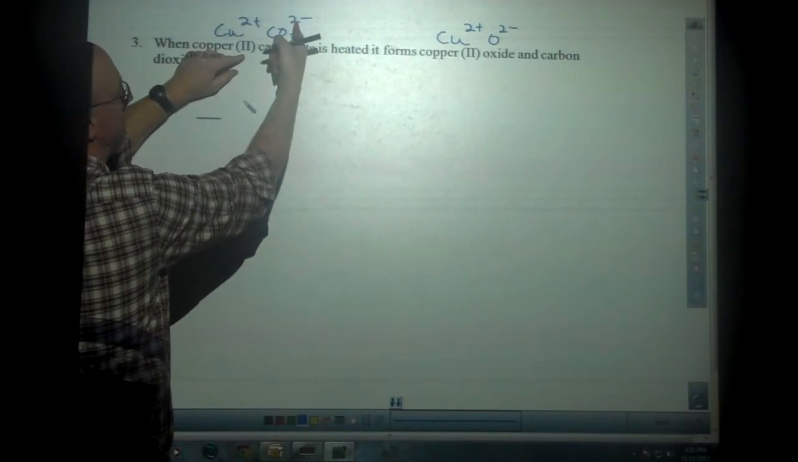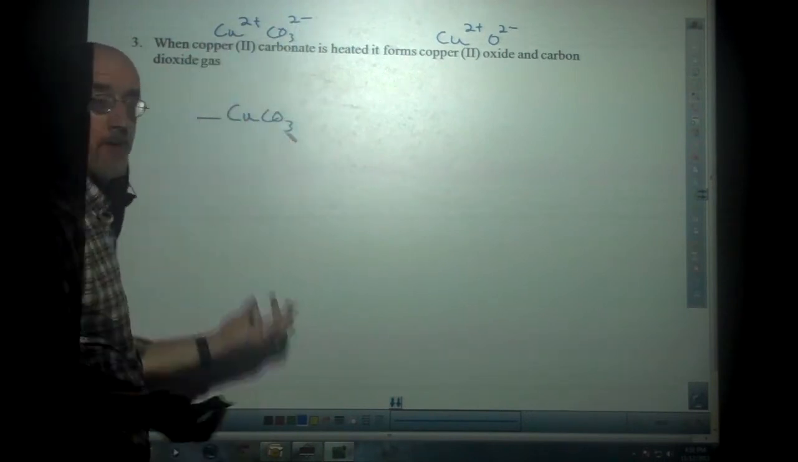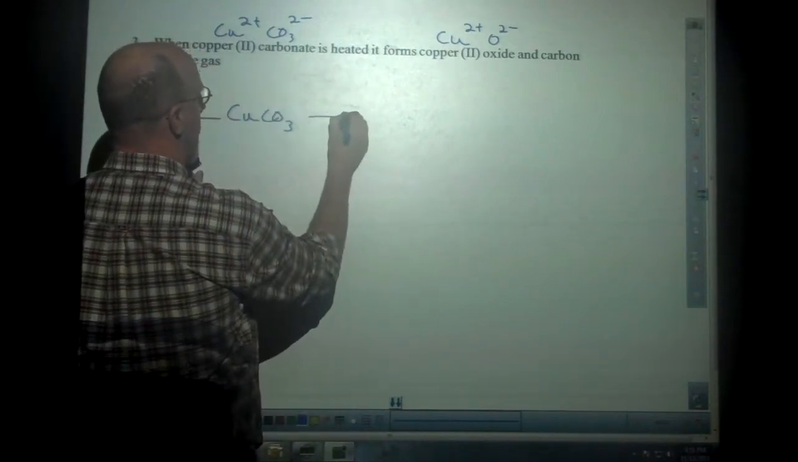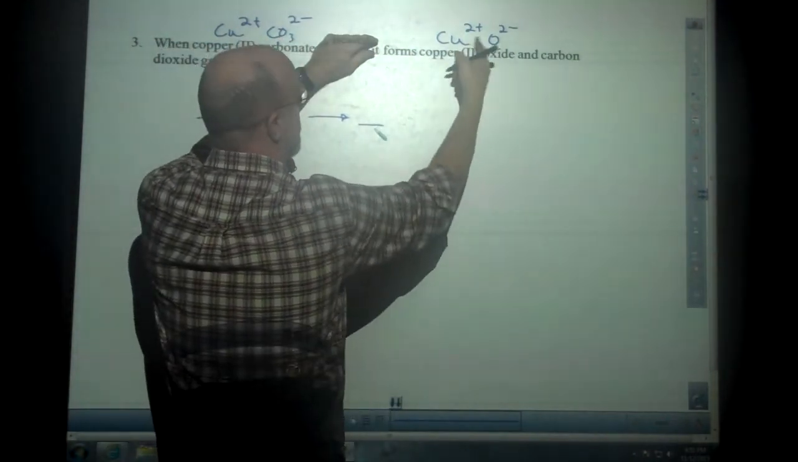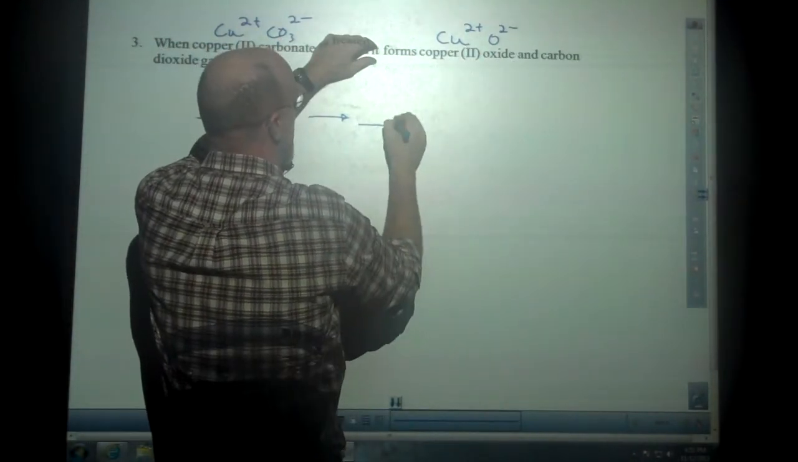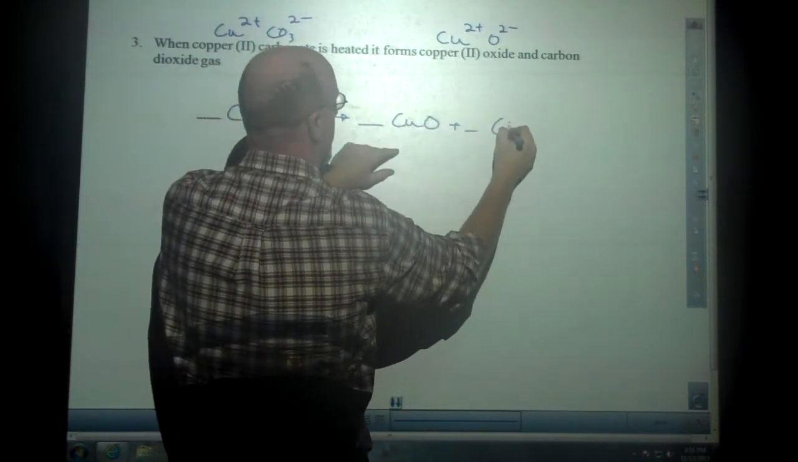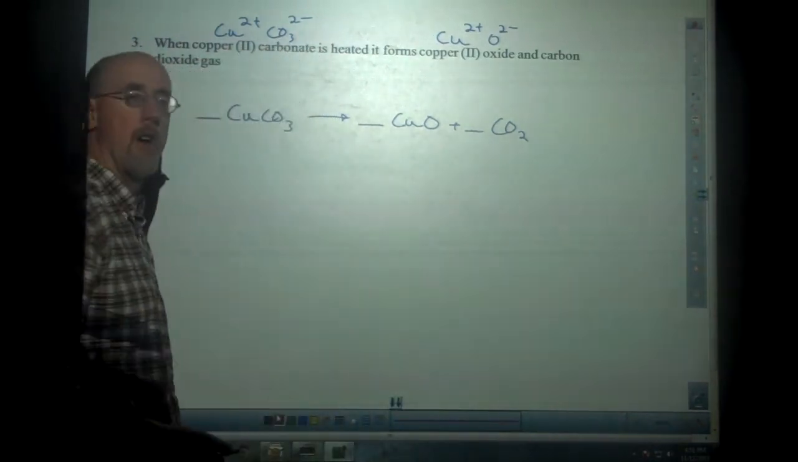Crisscross, this wants to lose 2, this wants to gain 2. So it's a 1-to-1 ratio. Crisscross and reduce, if you want to think of it that way. It's heated, it forms, so forms is my arrow. Copper 2 oxide, lose 2, gain 2, crisscross, and reduce, CuO, and carbon dioxide gas. Okay, so there's our equation.